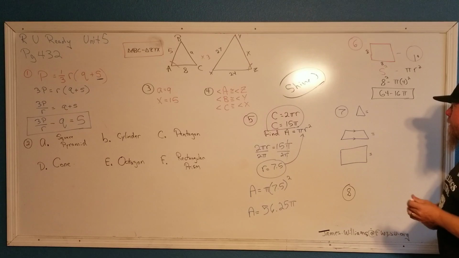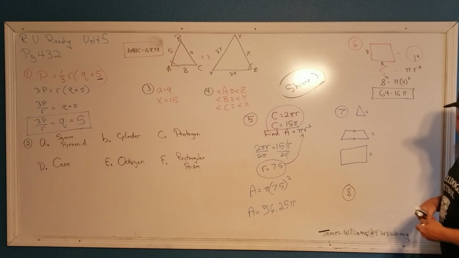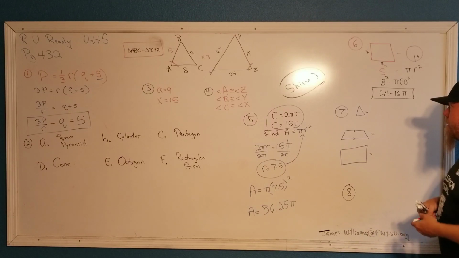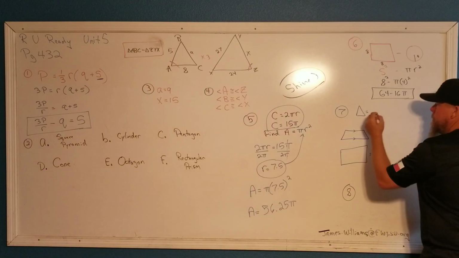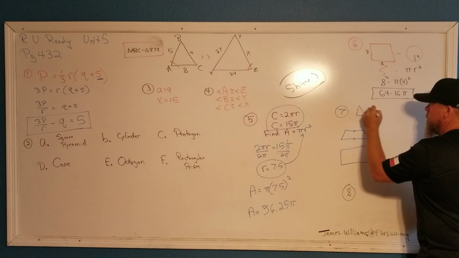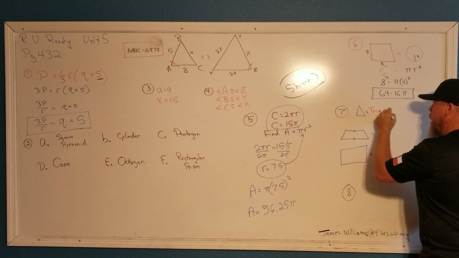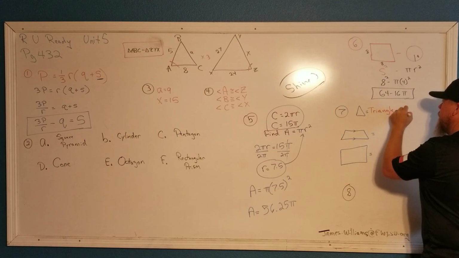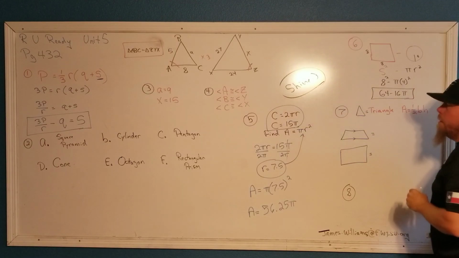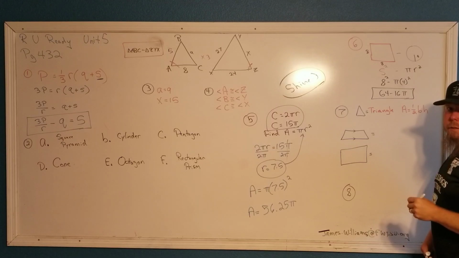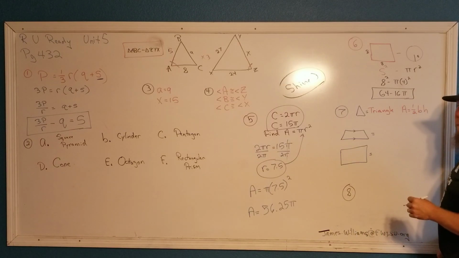Number 7. Number 7, we have a composite figure. 7 and 8 are based on the figure that's on the graph. Number 7 asks us for, hey, what are the names of the shapes and the formulas involved in finding the area? So I'm just going to go from top down. First one is a triangle. And then, of course, what is the area formula for a triangle? A equals 1/2 base times height, okay? Or base times height divided by 2.